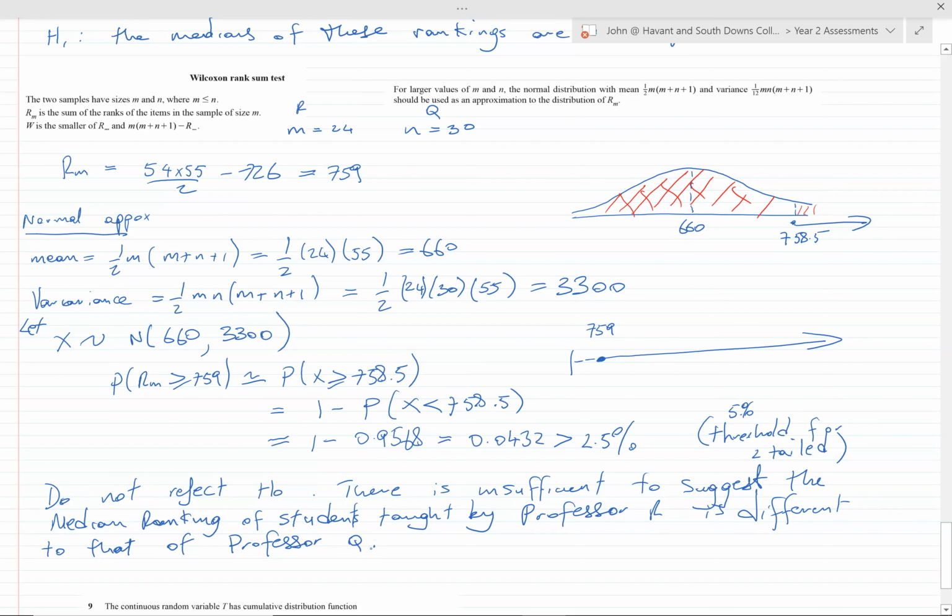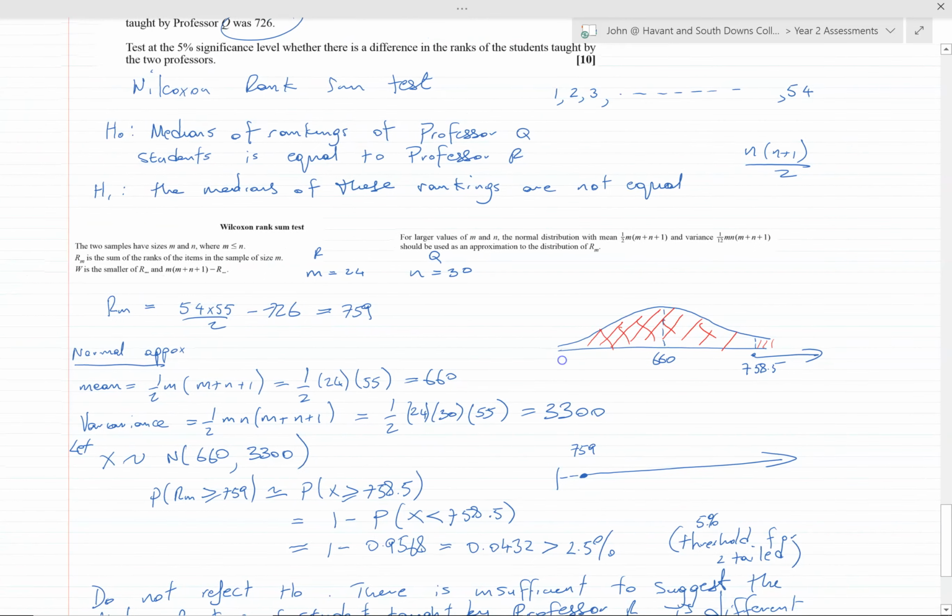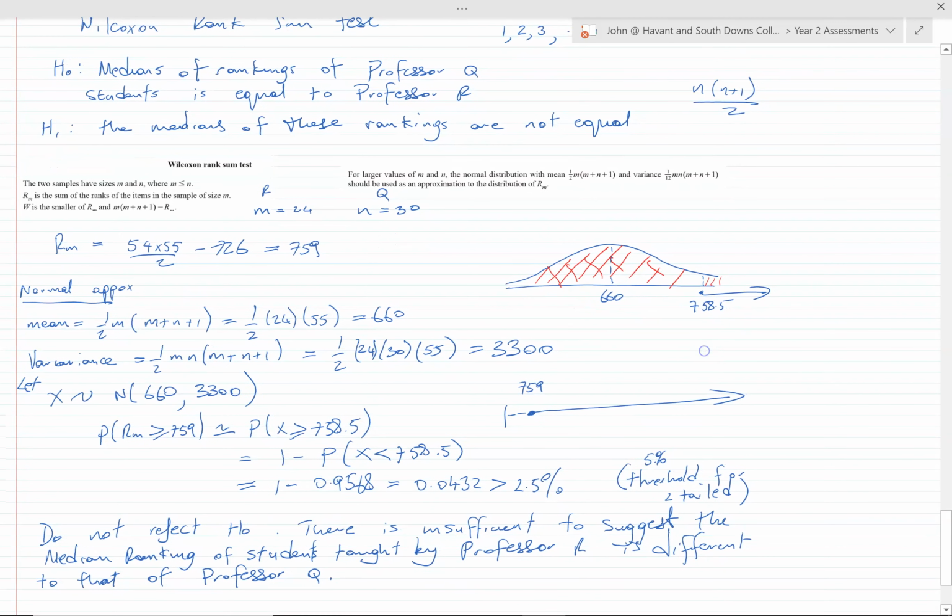Okay, so that's it. Do the test right, get the wording right, and I think it's a nice easy way to pick up 10 marks on this. So hopefully you found this video useful. It basically covered an important aspect of the course: the Wilcoxon rank sum test, a non-parametric test using the normal approximation, and not forgetting the continuity correction.